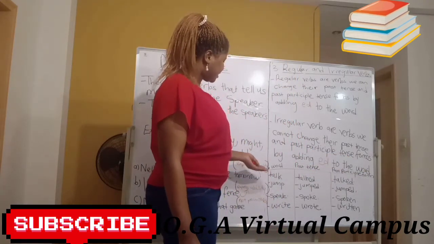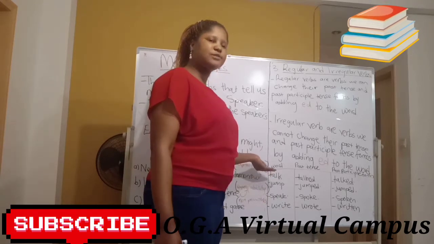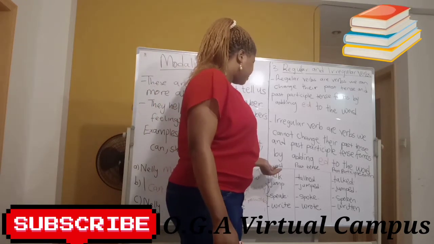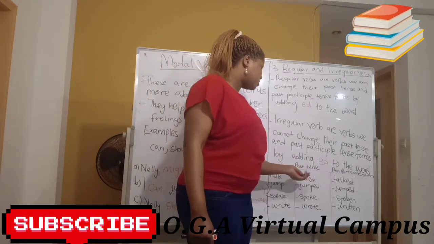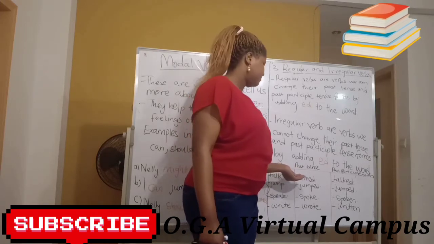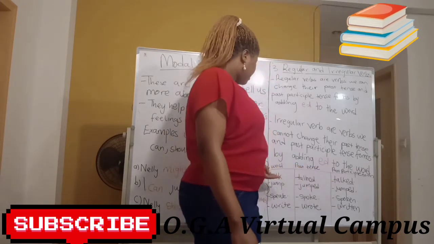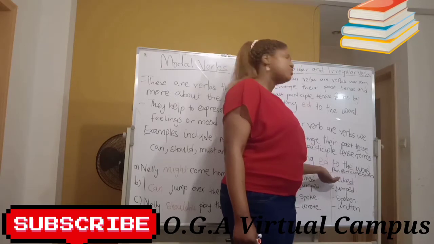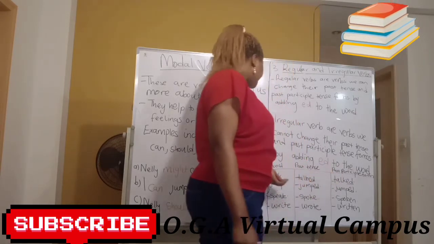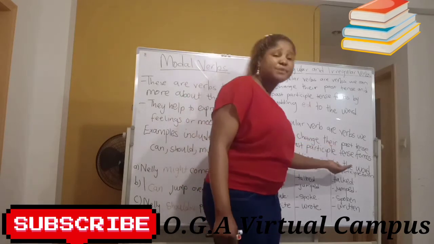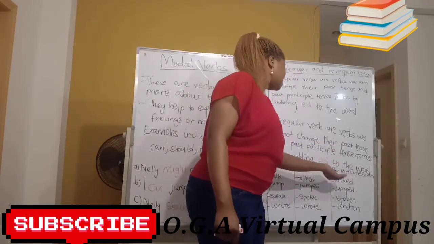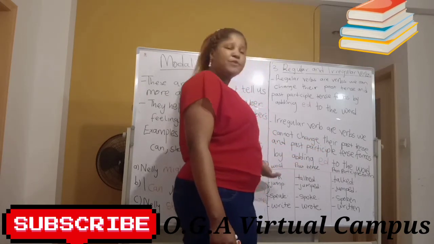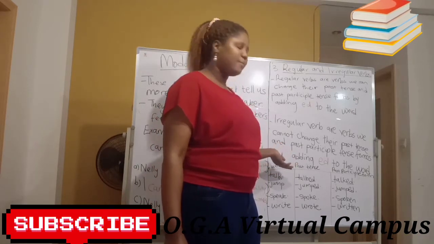Okay? Let's have another example, the verb jump. For us to change jump into a past tense, we add ed and the word becomes jumped. For us to change jump to a past participle form, we add ed and the word becomes jumped. So, for both the past tense and the past participle form, we add ed. So, the verb is a regular verb.